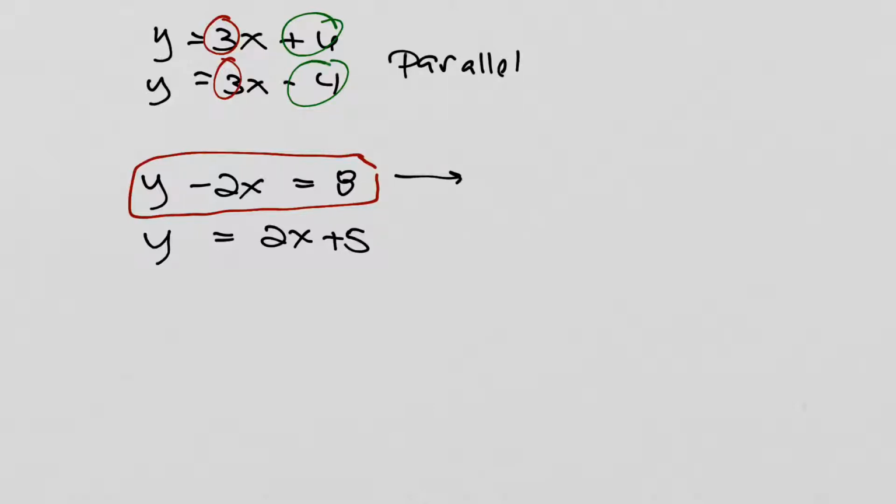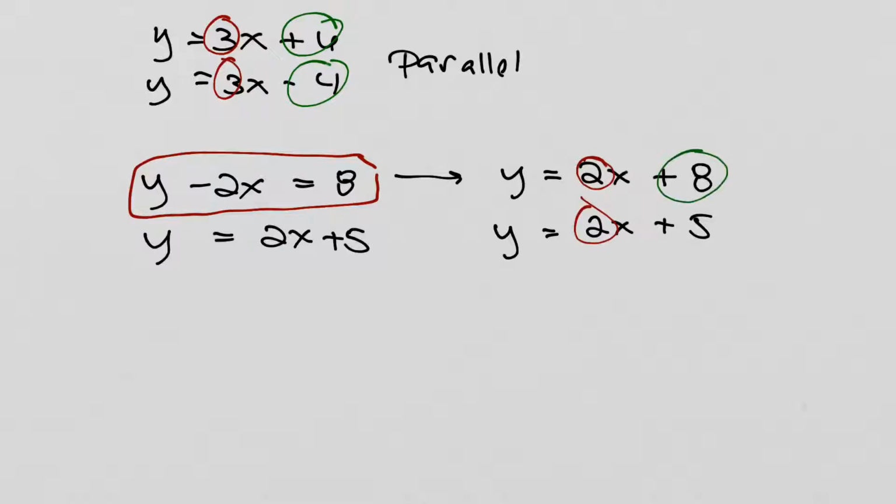So let's take that negative 2x over, and it becomes a positive 2x, and the 8's already positive. And then the second line is still 2x plus 5. If you look at these, again, same slopes, different y-intercepts. So yes, these two definitely are parallel again.